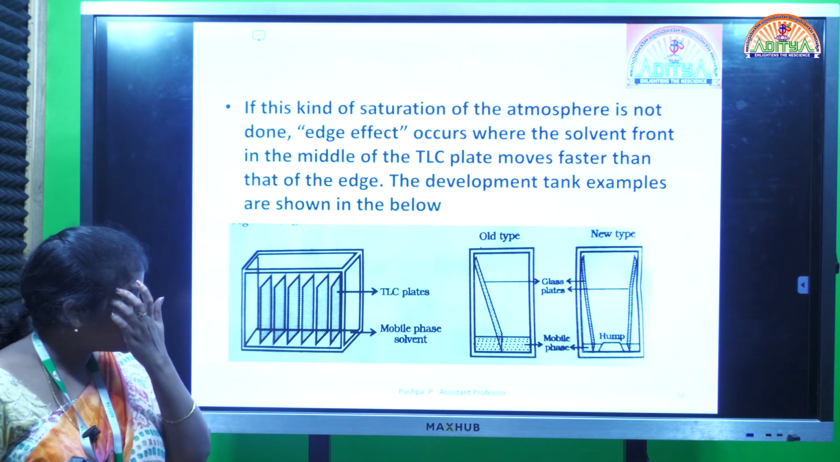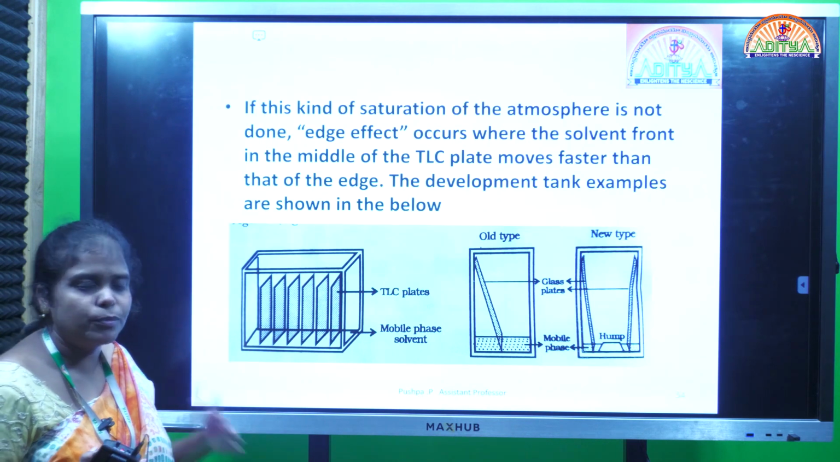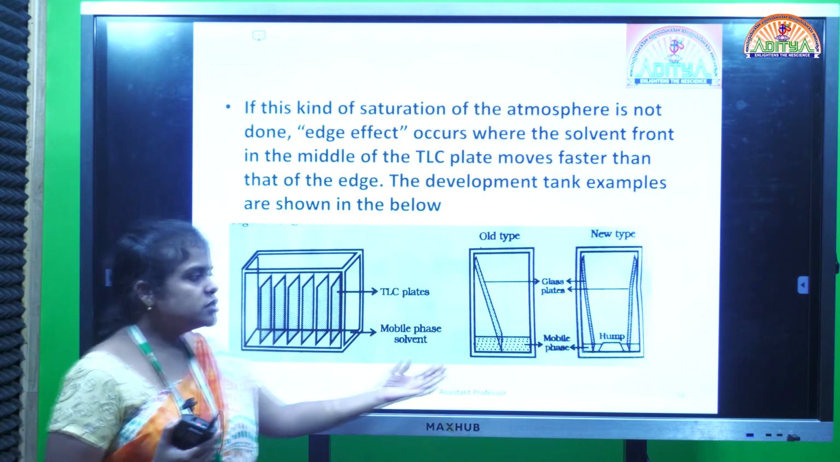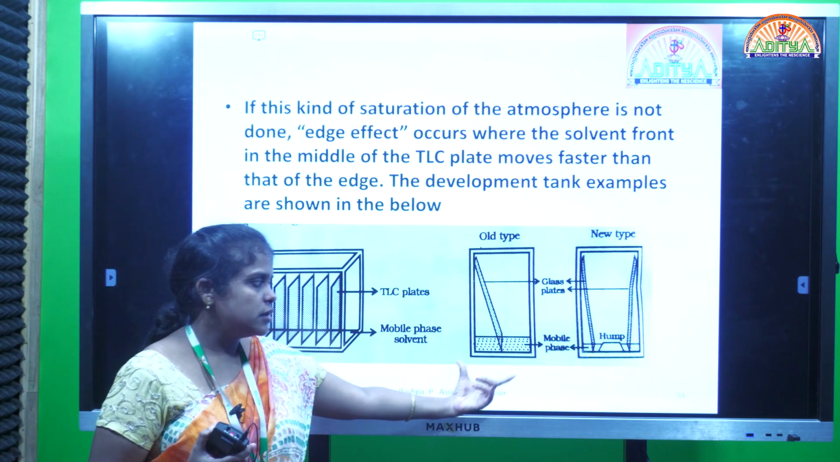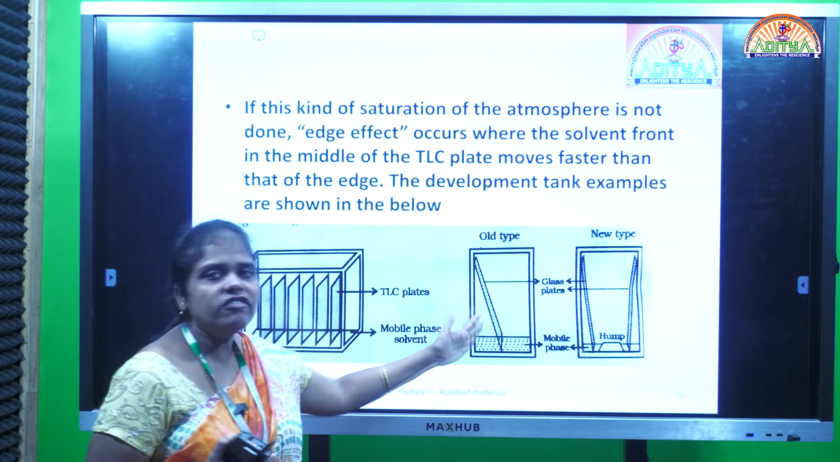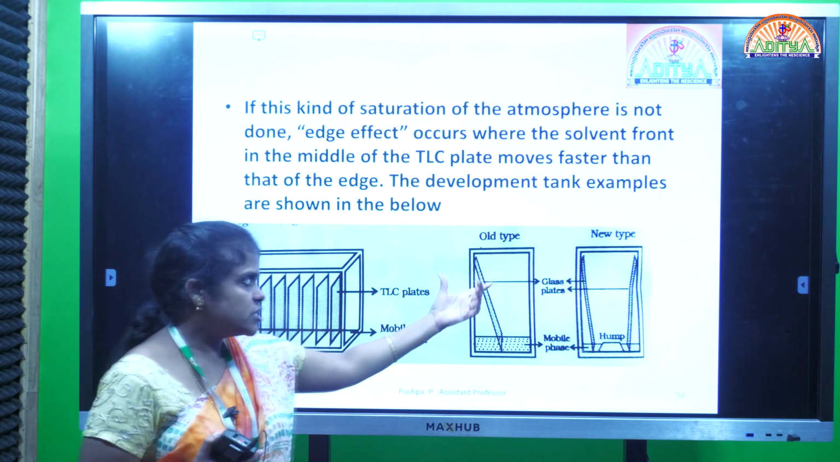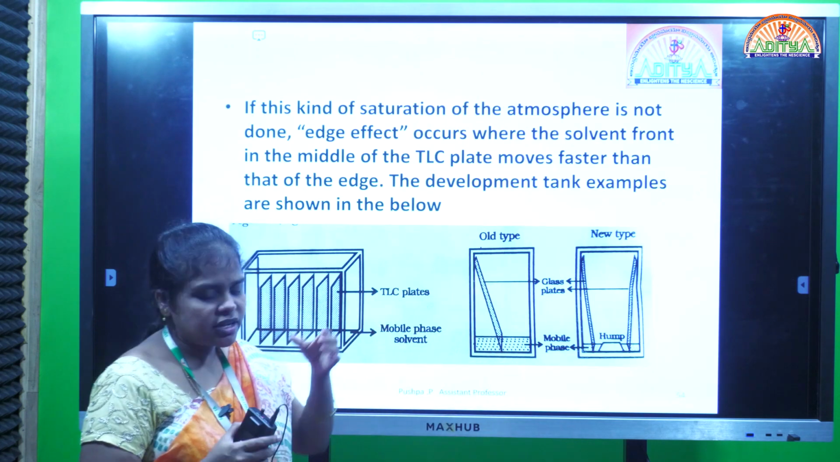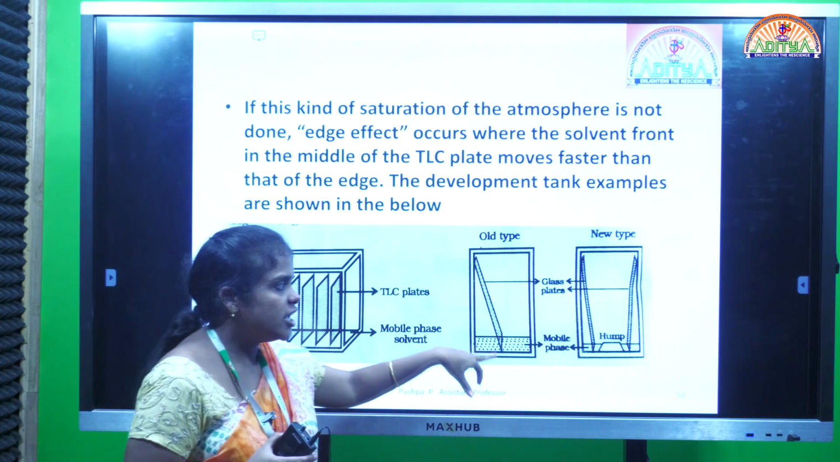But in small industries or in the colleges, they use glass beakers or jars, in which we can keep only one TLC plate. First of all we take the jar, and in that we take the mobile phase, and after that we keep the plate very carefully.